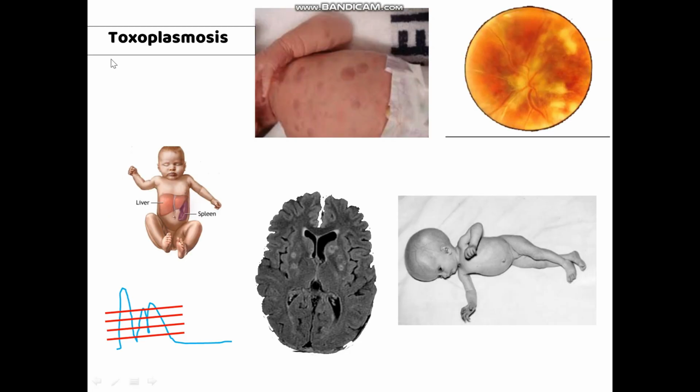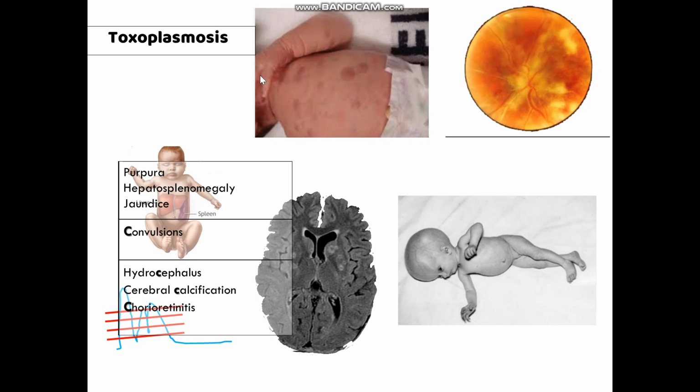Here we come to toxoplasmosis, which can cause a variety of manifestations too. It can cause purpura, hepatosplenomegaly, jaundice, convulsions, hydrocephalus, cerebral calcifications, and chorioretinitis.